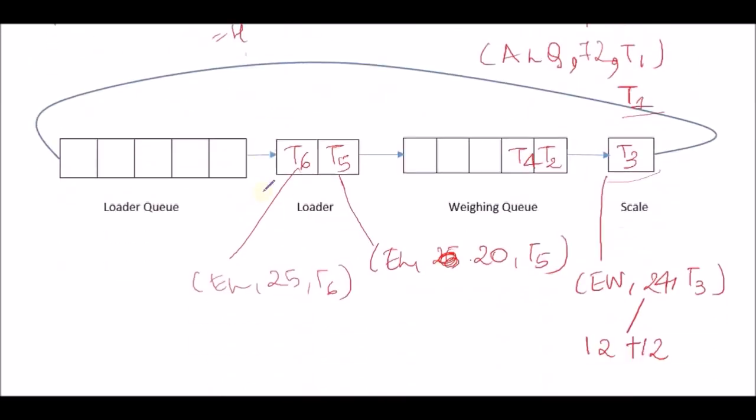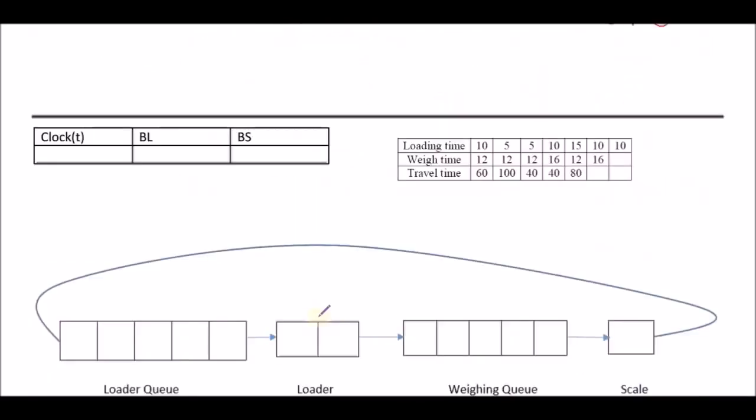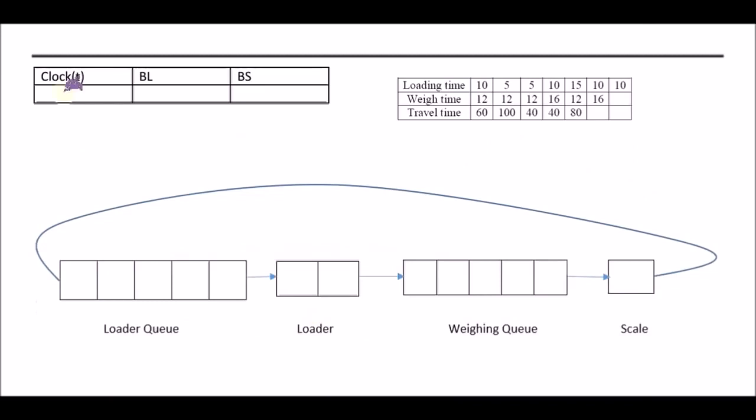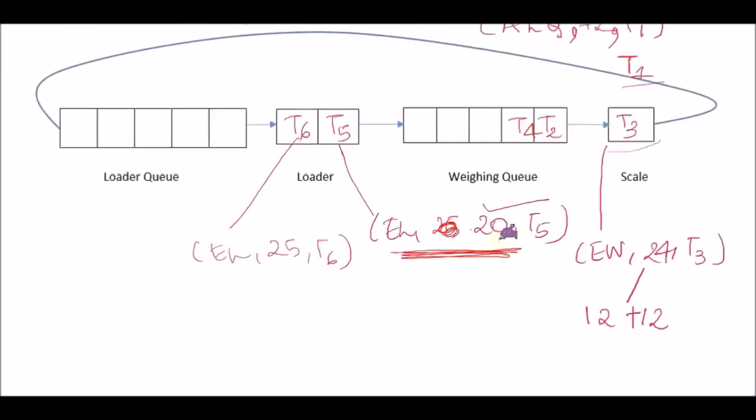Now we need to find the imminent event in this set. The imminent event over here is going to be this 20. We are going to take 20 as the next clock in the next set that we are going to see. So when we have clock T over here, what is going to happen? This is going to end loading at this instance, 20. When this is finished loading, it's going to join the weighing queue.